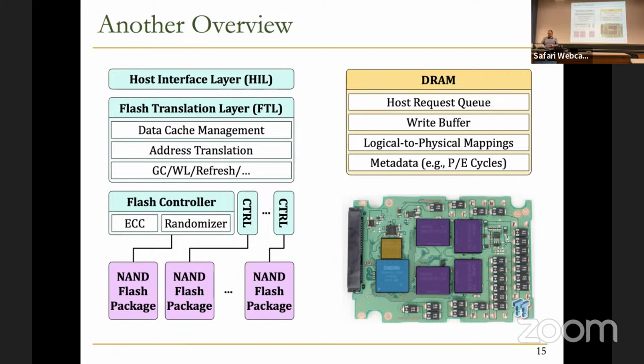In the DRAM module, we keep different information. One of them is the host request queue. Essentially, you need some queues to keep the requests in that DRAM. We also have a write buffer in that DRAM, which we will also learn about, like the reason for it. And very important is the logical-to-physical mapping. It is one of the capacity-hungry components in that DRAM; most of the DRAM is allocated to the logical-to-physical mapping. We're going to learn about it later.